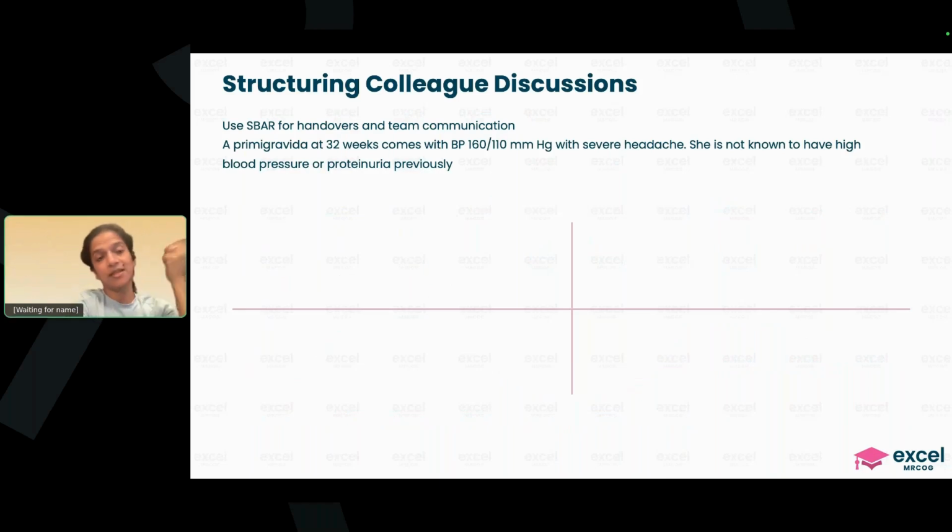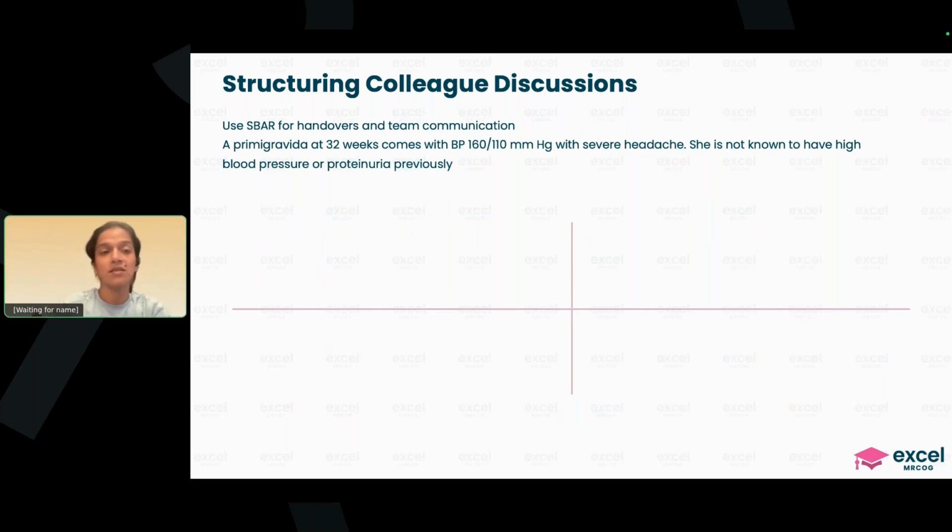You often get questions like this scenario: a primigravida at 32 weeks comes with blood pressure of 160/110. She has a severe headache. She's not known to have high blood pressure or proteinuria previously. This is a structured discussion. One of the first questions the examiner would say is, summarize. If the examiner says summarize, what tool do you use? The SBAR format. Correct. So you will use your SBAR format.